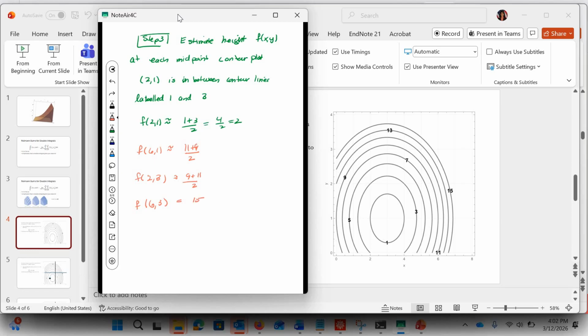I would just use 15 for 6-3 because that's the closest curve that I have information on. It's 14, 15 is pretty close. All right, next step, step 4, apply midpoint rule.